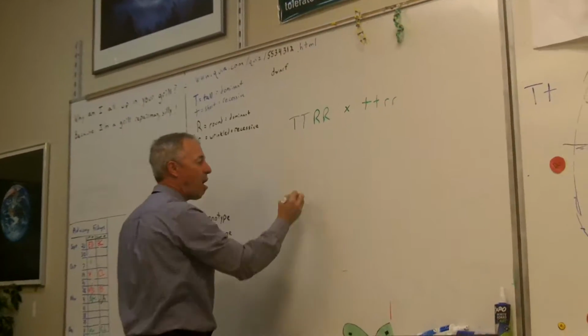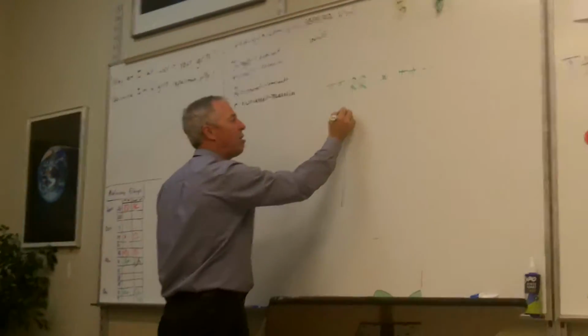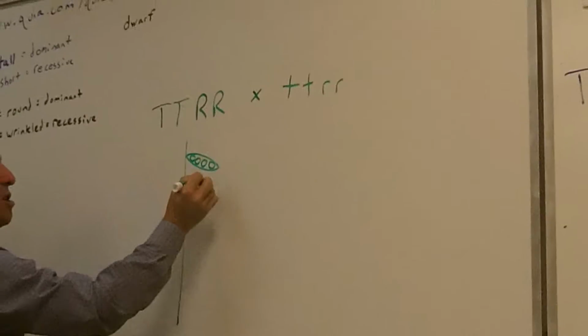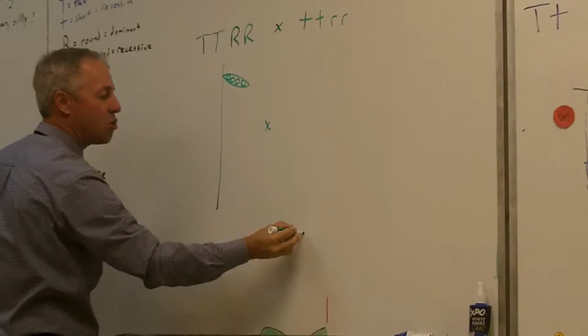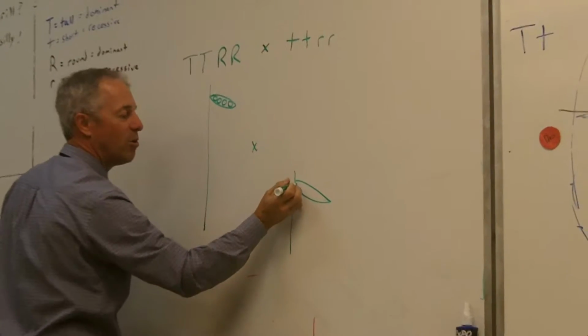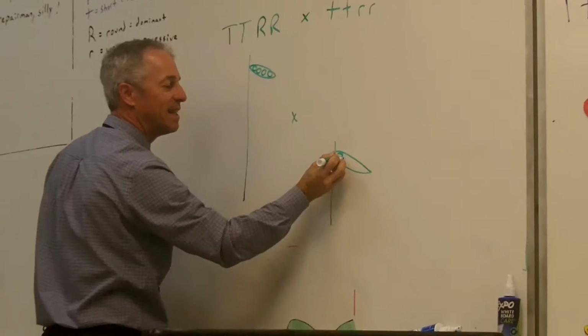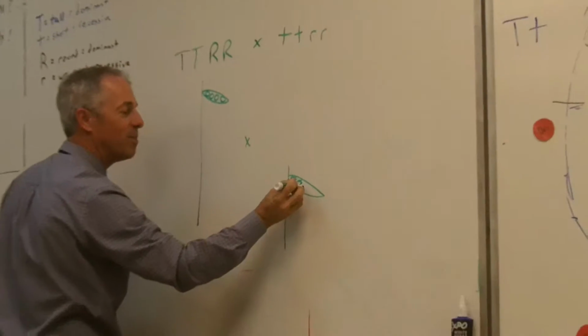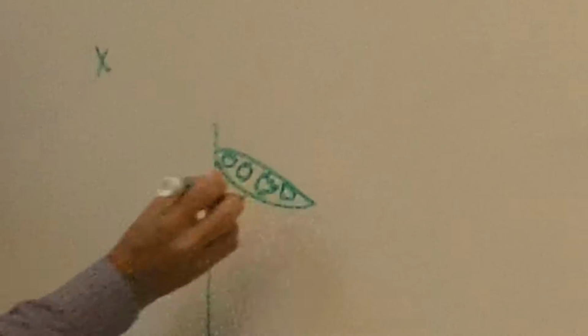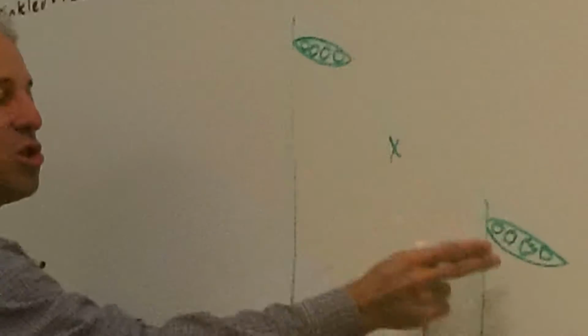We made a tall round pea plant, and I'll draw the pod here, with round peas, mated with a short plant, and I'll draw a pea pod for that, with wrinkled peas. It's fun to draw wrinkled peas. A tall round with a short wrinkled. You see what we're doing here?